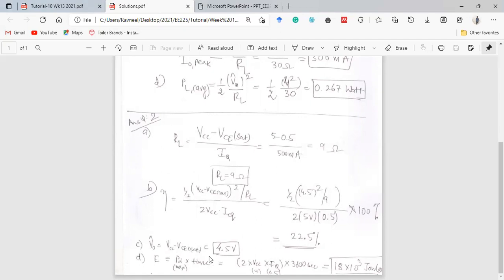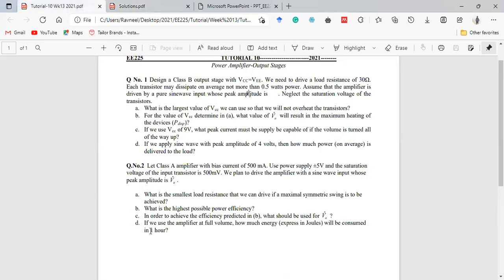That is equivalent to 5 minus 0.5, right? VCC is 5 volt and VCE saturation is 0.5 volt. So 5 minus 0.5 is going to give us 4.5 volt. Next is D.